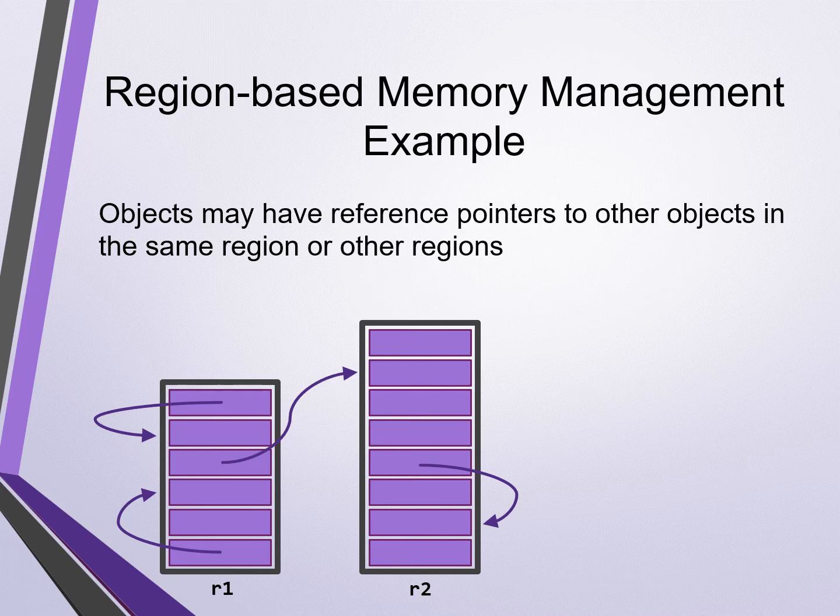Objects often have reference pointers. Note that there's two types of pointers: external pointers that point to other objects in other regions, and internal pointers that point to an object within its region.